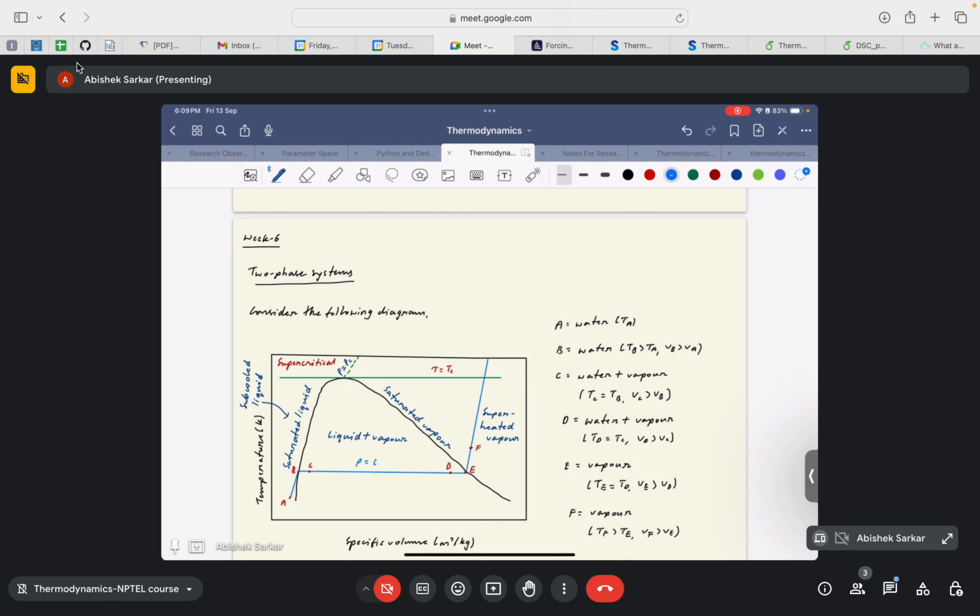Okay. So again, for today's session, we will be discussing the two-phase system. Basically, we will dive deep into the concepts of pure substances and the properties of pure substances, and in this case, we will be primarily dealing with steam, or a liquid and vapor mixture of water. So we will be primarily discussing that.